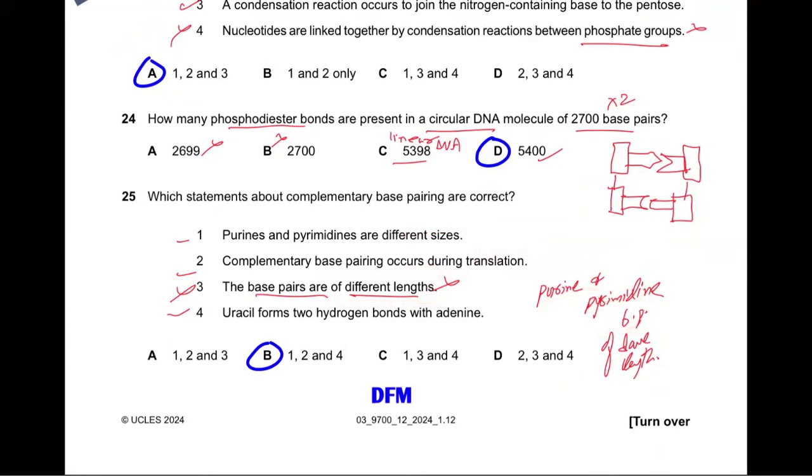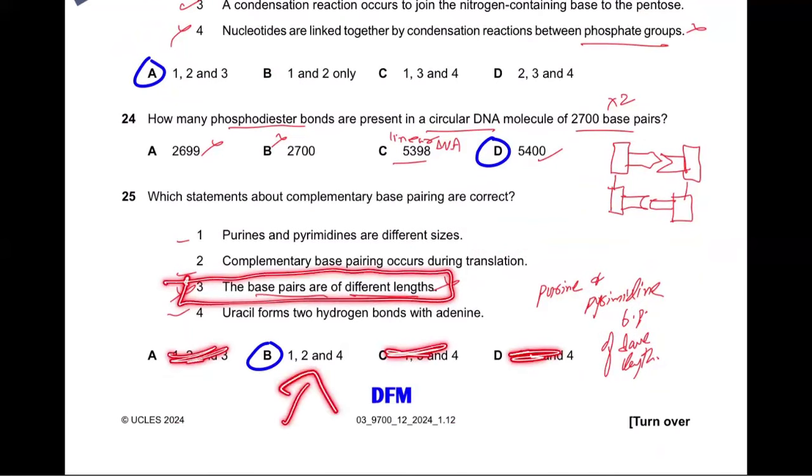Uracil forms two hydrogen bonds with adenine. Yes, because only guanine and cytosine have triple bonds. So 1, 2, and 4 are correct. 3 is wrong. So again, you can use the same thing. If you were able to highlight that the third option was incorrect, you nullify all the three options A, C, and D. You are left with only option B.